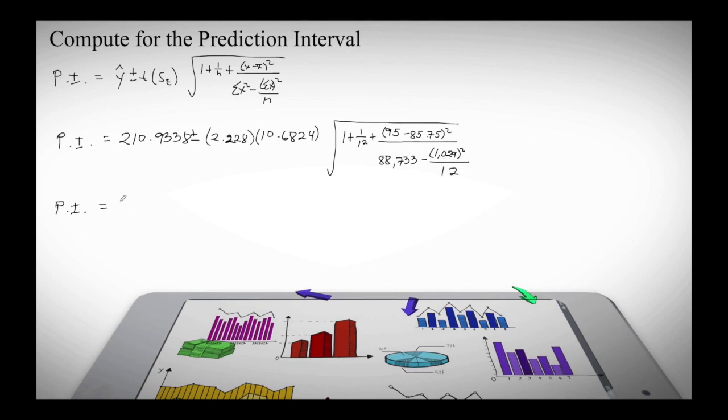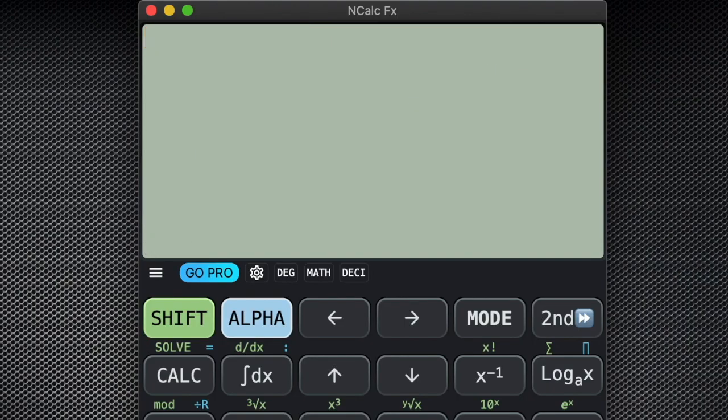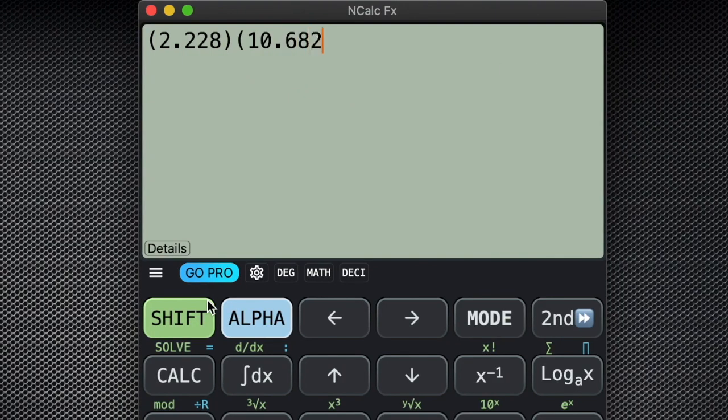So PI is 210.9338 plus minus. Let's solve this first, like before, prior to finding the values for the lower and upper limit of our interval. So for now, let's go to our calculator, guys, and type in the data we have. 2.228 multiplied by 10.6824.